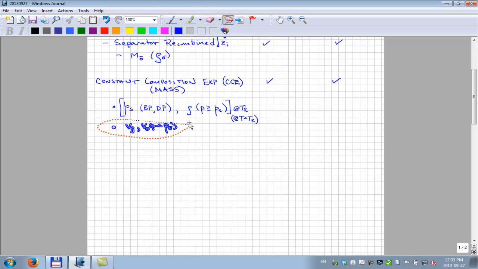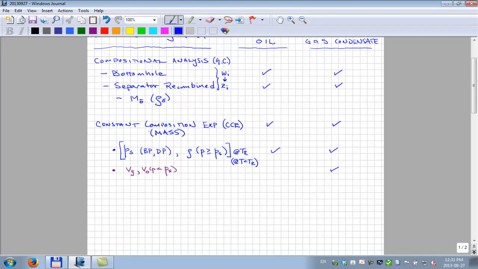And since it's not always measured, I'll just kind of put it in purple. It's sometimes. Now, this two-phase behavior will always be measured for gas condensates. It will always be measured for both oils and gas condensates. But the two-phase phase behavior will always be measured if it's a gas condensate. Sometimes it'll be measured if it's an oil. Okay? So the stuff that sometimes, I'll try to put in purple.